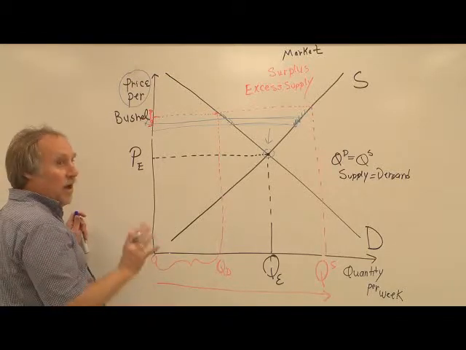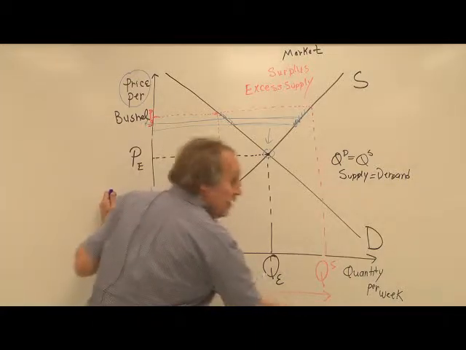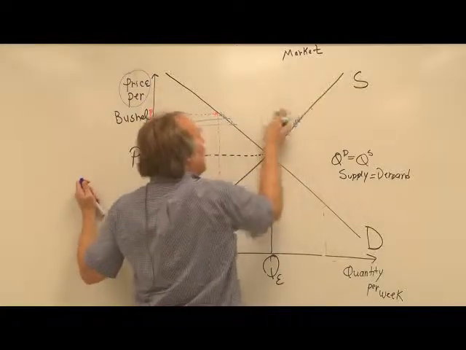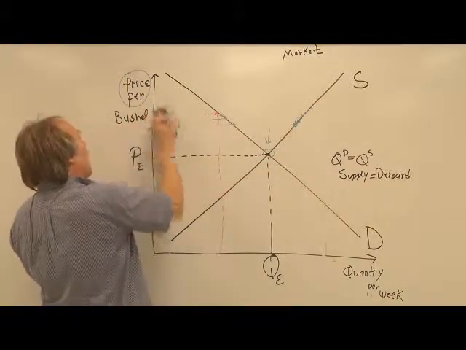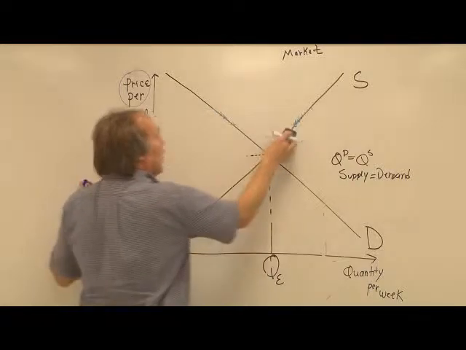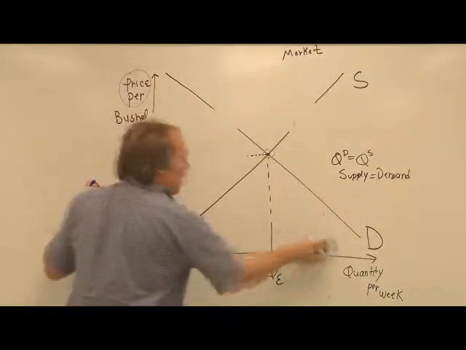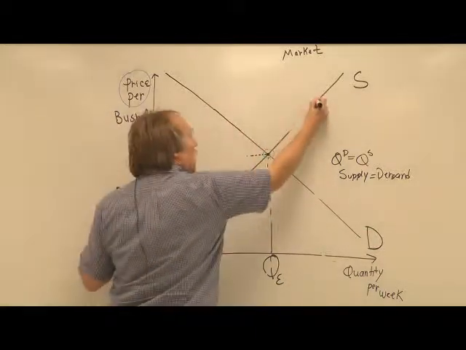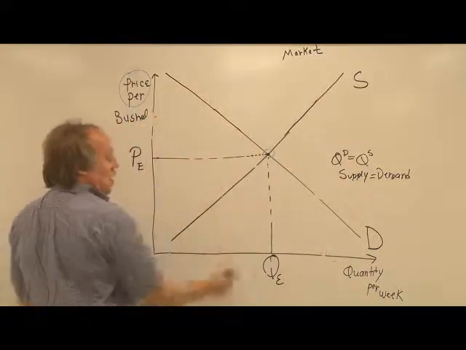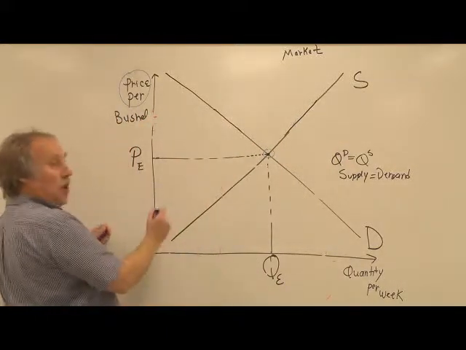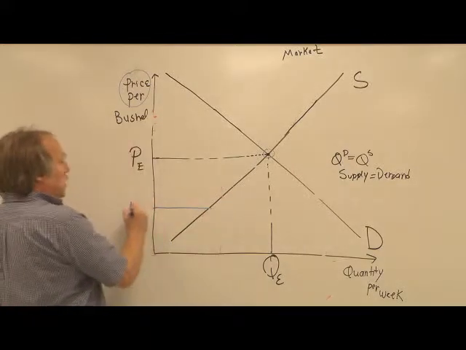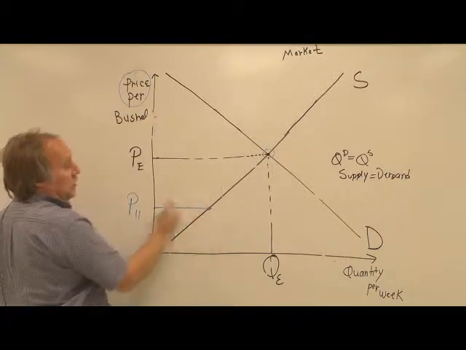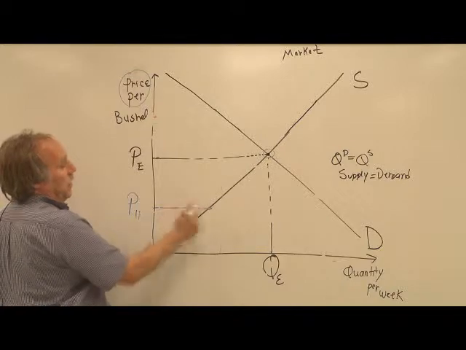Alternatively, let me show you what happens if the price is below equilibrium. Let me clean my graph up. Okay, here is equilibrium price. So what if we have a price below equilibrium? Let's call it right here, the price is P1. Well, P1 is a pretty low price, and see where it cuts the supply curve? It cuts it right here.